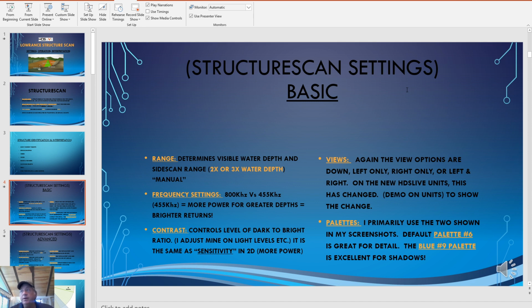Palettes, primarily, if I can get it out, use the palettes that you'll see in the slides as I go along. But again, the palettes are personal preference. And all I can say in addition to that is, again, that's typically based on lighting conditions as well, and how your eyes react to the particular sonar returns that you see.